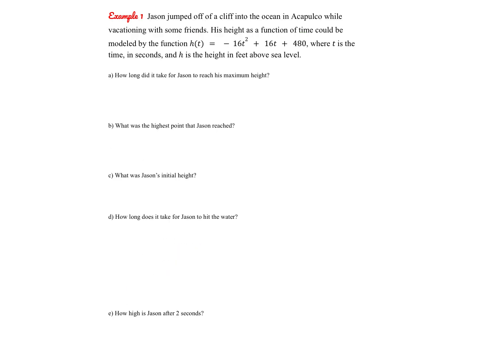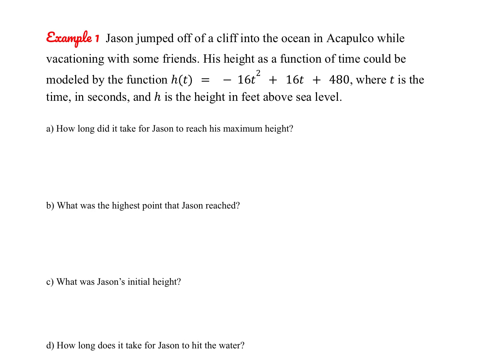All right, so today we're going to be doing word problems that involve quadratic equations. For these, I think the trickiest thing is identifying what they're asking us to find. What part of our quadratic equation are we trying to find? So let's look at this first example. Jason jumped off a cliff into the ocean of Acapulco while vacationing with some friends. His height as a function of time can be modeled with this function right here. So you see his height is modeled with a quadratic function where t is the time in seconds and h is the height in feet above sea level.